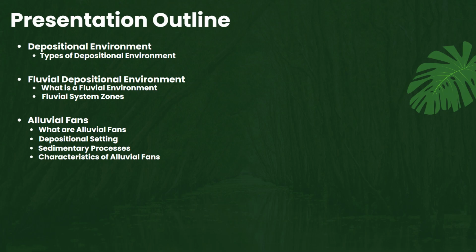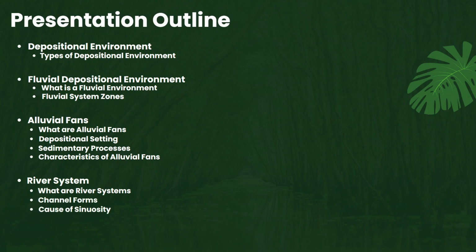Finally, we'll cover the river system. This part will explore how rivers function as networks of water and sediment transport. We'll look at different channel forms, the causes of river sinuosity and braiding, and the sediment transport process that shape floodplains, levees, and other river-related deposits. So, that's our roadmap for today. Starting broad with depositional environments, then moving step by step into the details of fluvial systems, alluvial fans, and rivers.